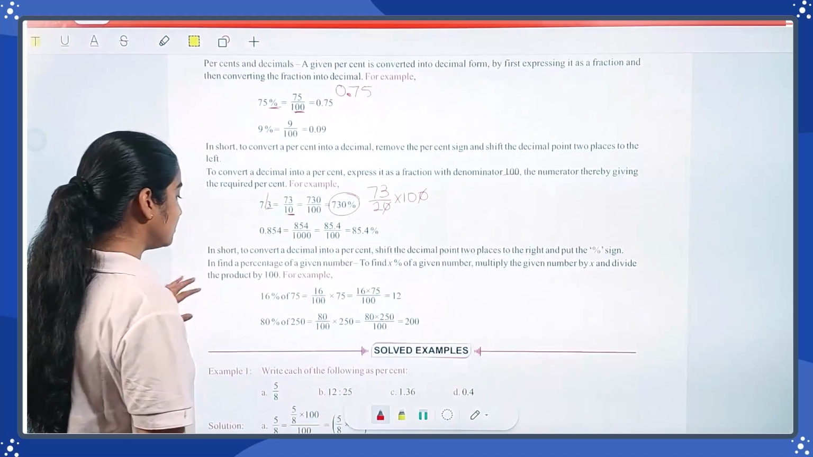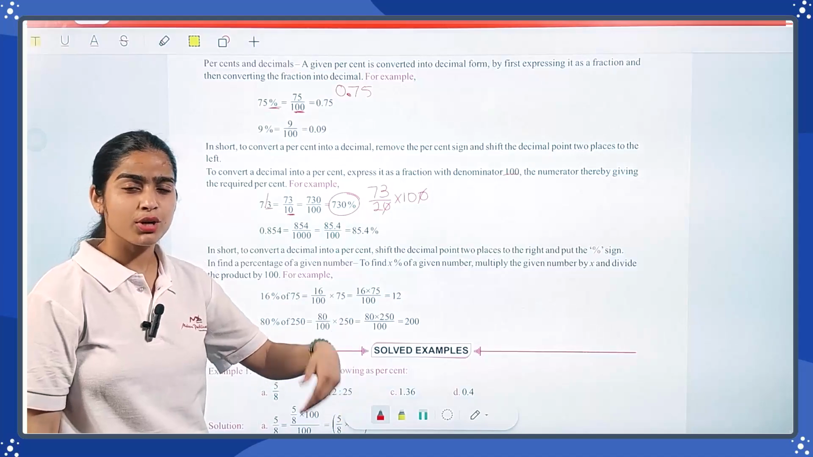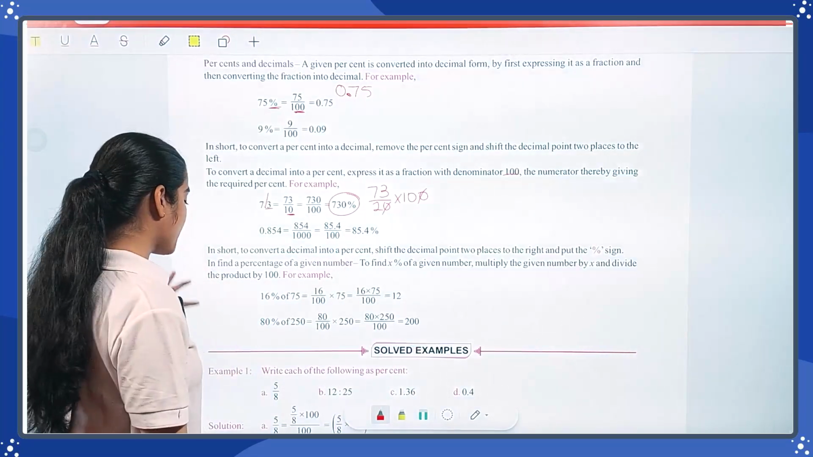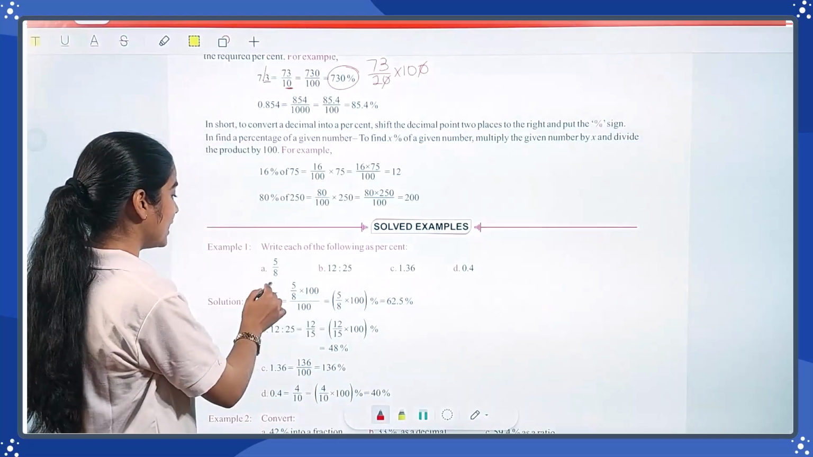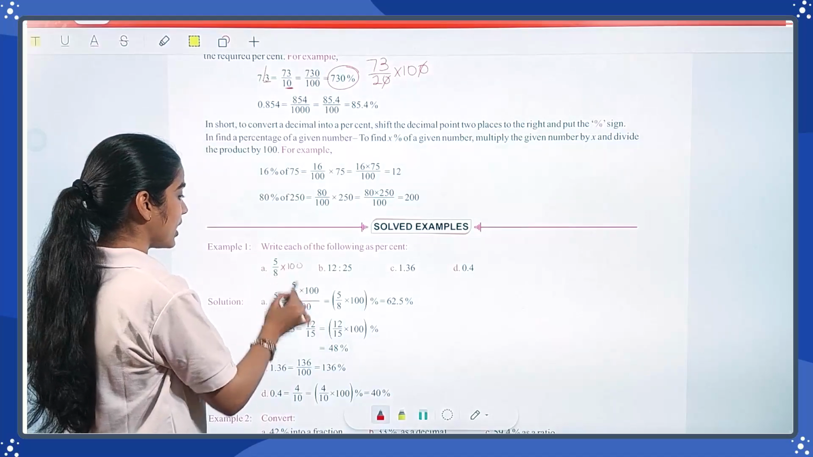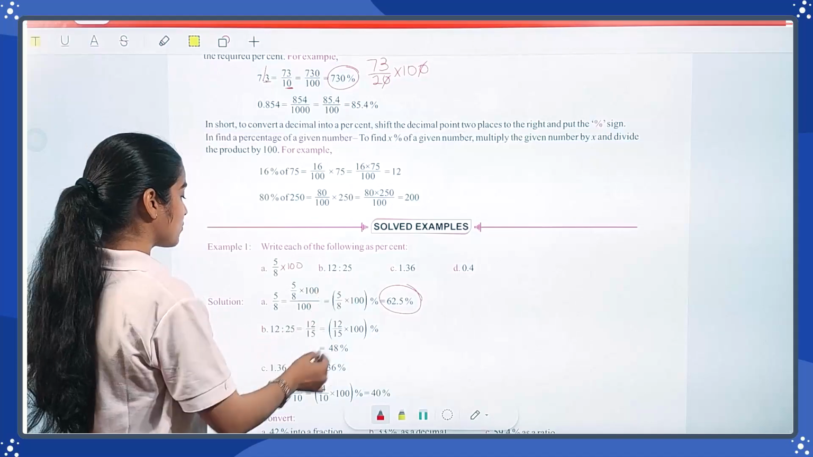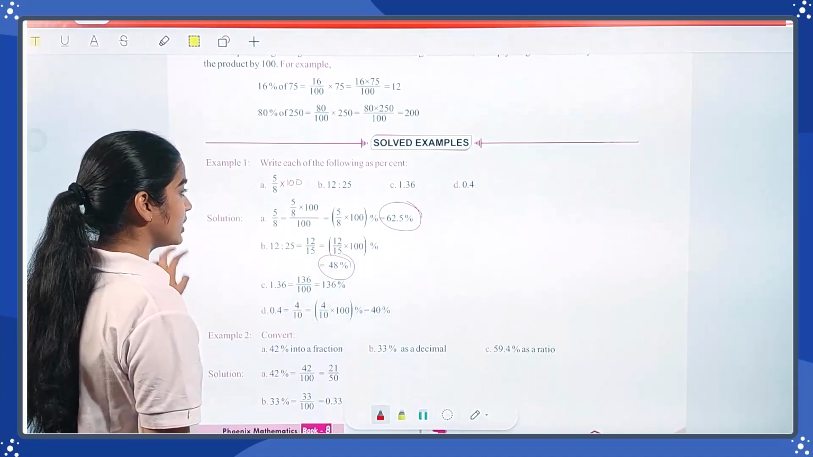So in the same way, you can convert a percentage into a fraction, into a ratio, into a decimal. You can also do the same operation vice versa. Now write each of the following as percent. So 5 by 8 multiplied by 100. Your end result is 62.5%. 12 is to 25, which means 12 upon 25 multiplied by 100. Your end result is 48%.